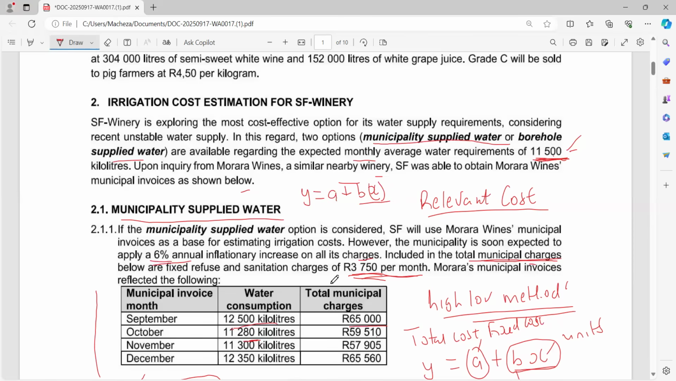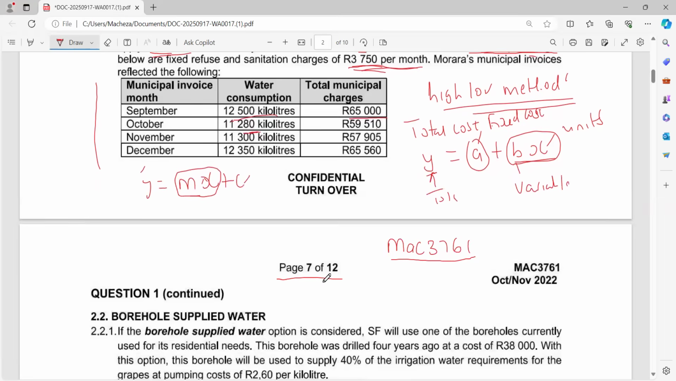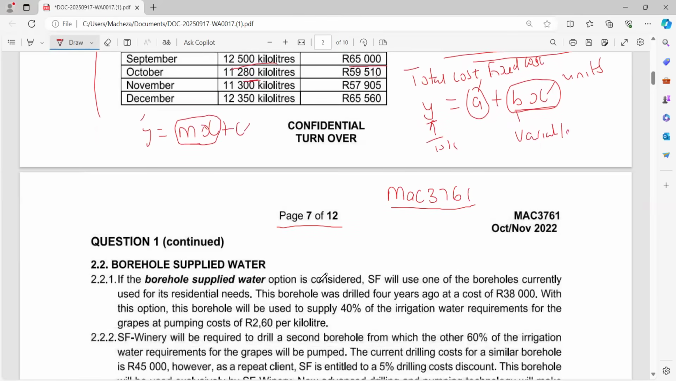Unless there is a question, let's check on the bore water supply, that is our 2.2. Let's look at the cost. Don't forget to apply relevant cost. It's a decision.